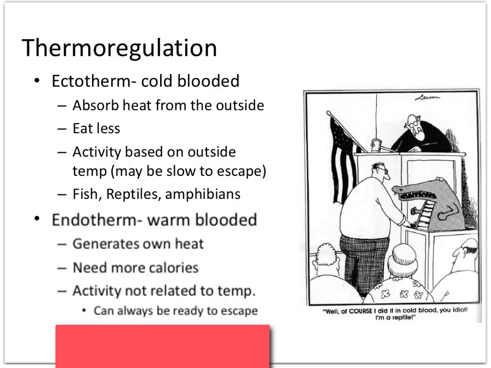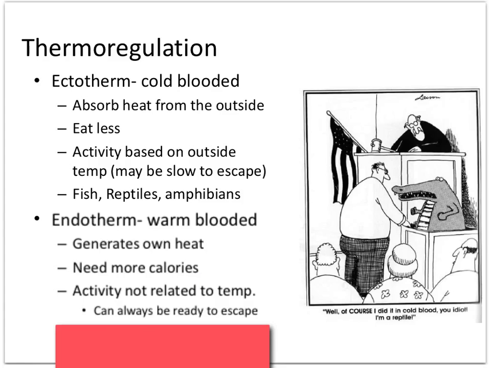Of course, the advantage to this is activity is not related to temperature. You're always ready to escape. You're always ready to go run a mile, well, relatively speaking. You can move around whenever you need to. You don't rely on the sun's energy to get you up and going.